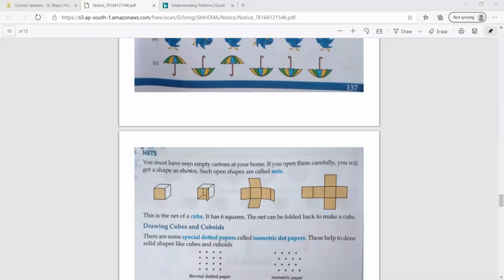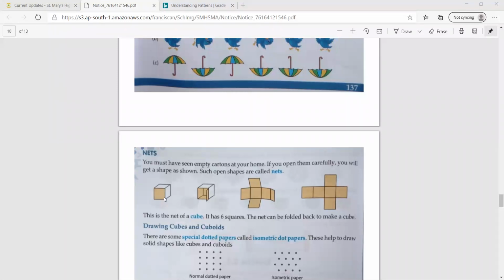Nets. You must have seen empty cartons at your home. If you open them carefully, you will get a shape as shown. Such open shapes are called nets. So if there is any box and if it is opened up like this, then this is called a net.